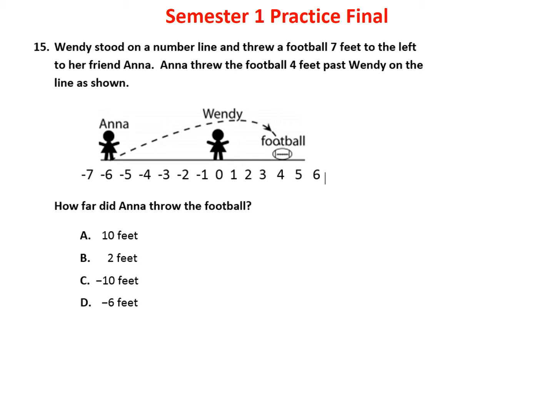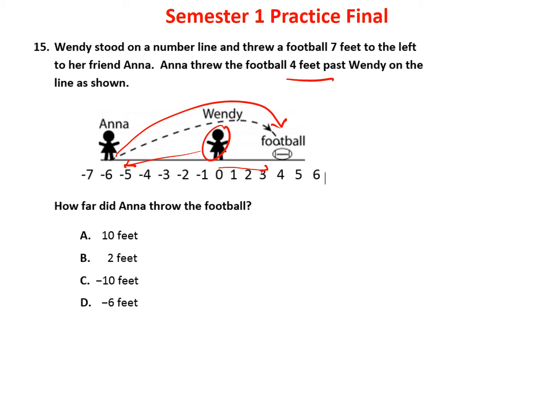Problem 15 states that Wendy stood on a number line and threw the ball. Here's Wendy. She throws the ball 7 feet to Anna, to the left of her friend Anna. Anna then throws the ball over her head, and it goes 4 feet past. So she goes 7 this way, throws it back, and it goes 4 past there. The question is, how far did Anna throw the ball?